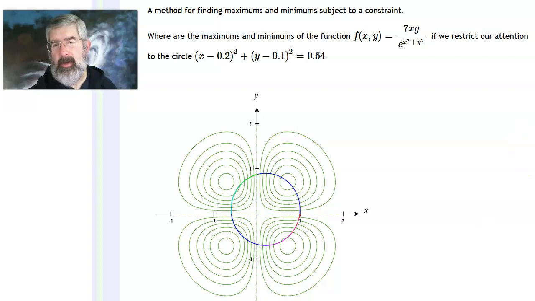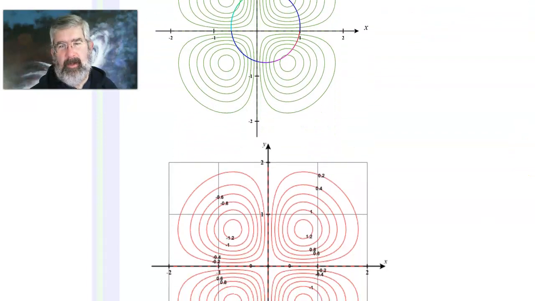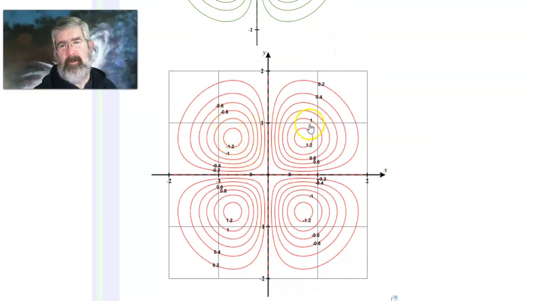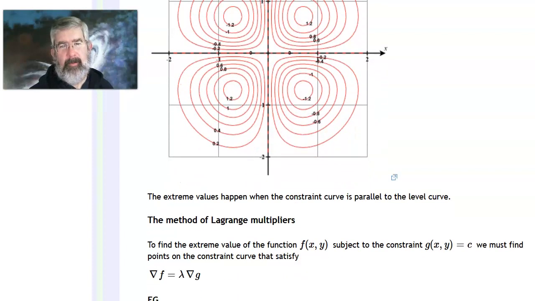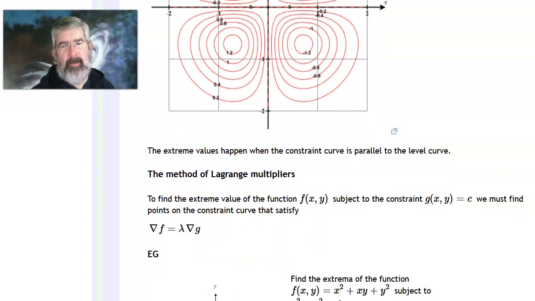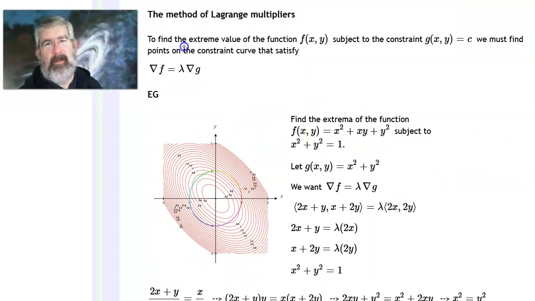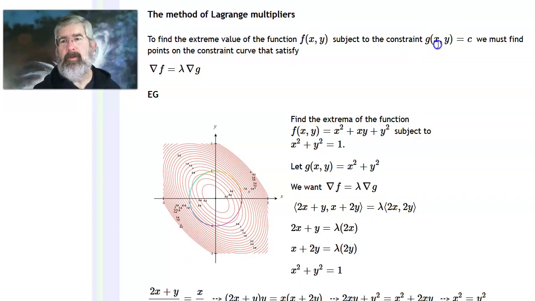So here we go. I have this so that you can see the contours going up. Forgot I had put that in there. Anyway, here's the method of Lagrange multipliers. So to find extreme values of a function subject to a constraint, right? So this is a function of 2 variables that we're trying to maximize or minimize, but we're only going to do it on a curve.